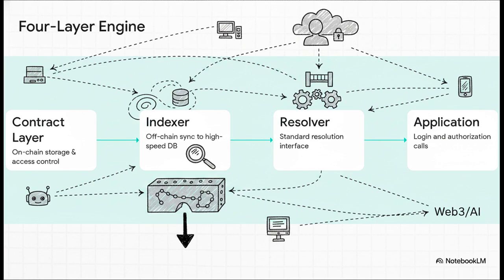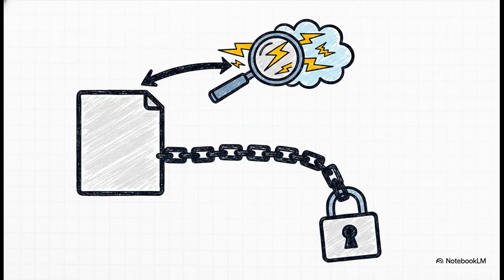Codatta adopts an incredibly smart 4-layer architecture. At the foundation, you have the contract layer handling on-chain storage and access control. Next up is the indexer, which is constantly monitoring on-chain events and syncing them to a high-performance off-chain database. Above that sits the resolver, providing a standardized interface for reading that data. And finally, the application layer, which is where things like your login and authorization calls actually happen. This separation is honestly genius.